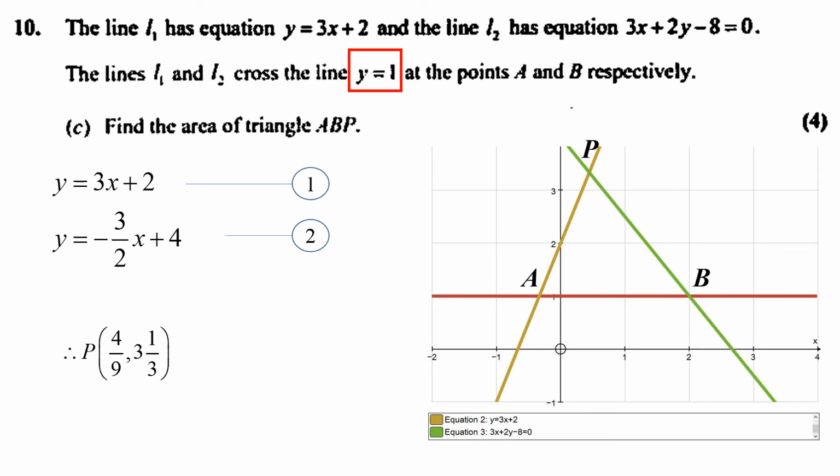Otherwise, you just need to know the direction, whether it's a positive or negative gradient, and you should be able to draw two straight lines that intersect at P and a horizontal line y equals to 1. So now let us transfer the coordinates onto the diagram for easier reference.